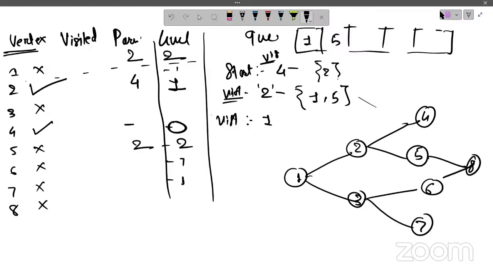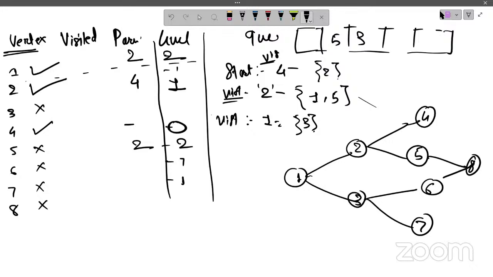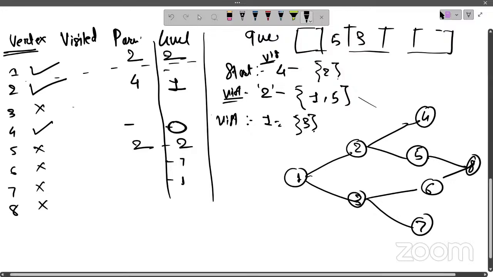Right? Now I'll visit 1. As I visit 1, I'll get a neighbor 3. Since I have visited 1, I'll remove it. I'll update 3 here. I'm getting 3, so I will set the level of 3 to be the third level, because it is the third step we are getting. So the level of 3 is 3.